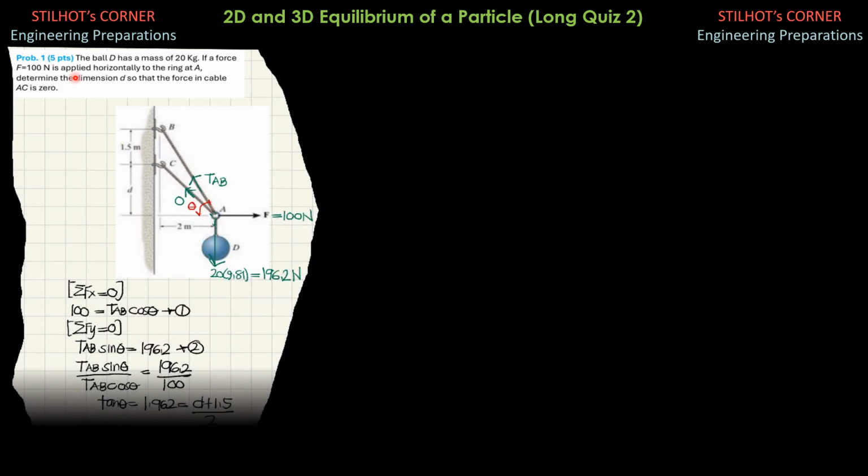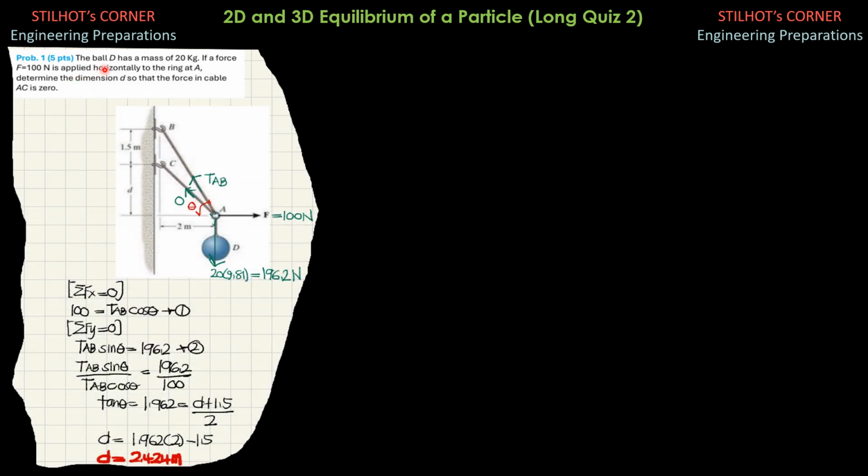So here is the first problem. The ball D has a mass of 20 kilograms. If a force F of 100 newtons is applied horizontally to the ring at A, determine the dimension D, this D here, so that the force in cable AC is 0. So that's why here I indicated in this free body diagram, the force in AC is 0.